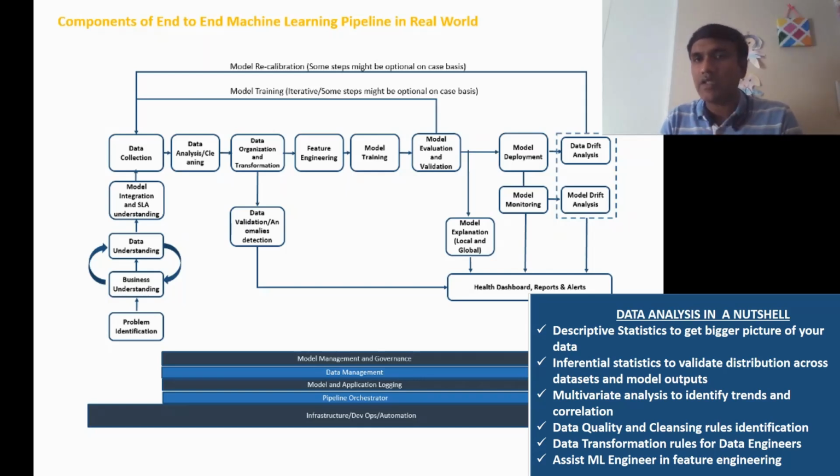You use descriptive statistics to get a bigger picture of your data, or you use inferential statistics to check multiple data sets to make sure this data set is in line with what you are training, what you are testing, what you are validating. Because if you train with a model and test with a different model and validate with a different distribution altogether, right, you are not going to get the same performance metrics.